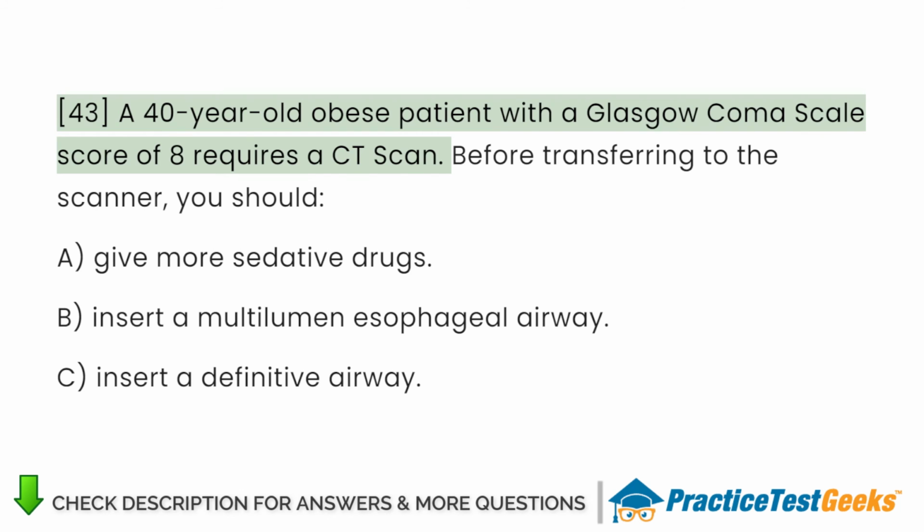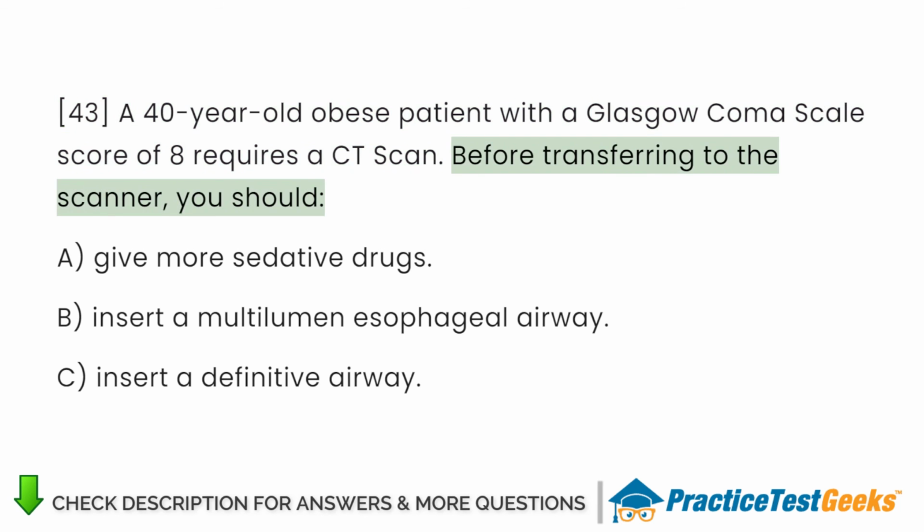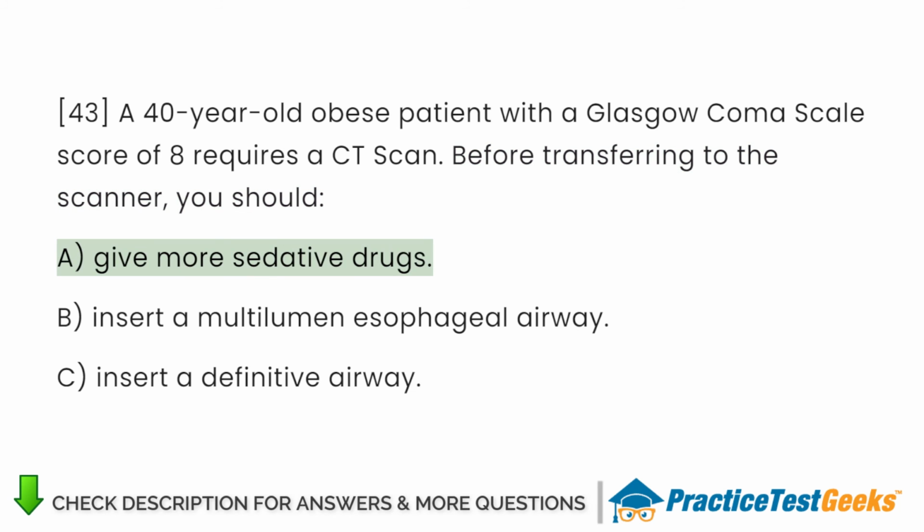A 40-year-old obese patient with a Glasgow Coma Scale score of 8 requires a CT scan. Before transferring to the scanner, you should A. Give more sedative drugs, B. Insert a multilumen esophageal airway, C. Insert a definitive airway.